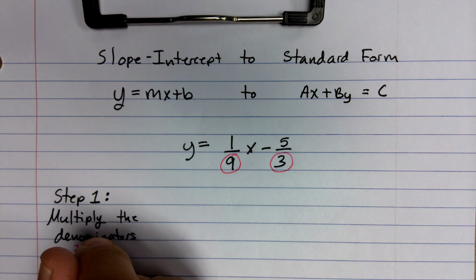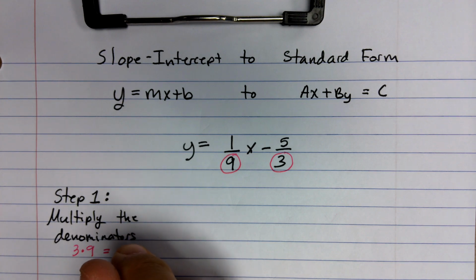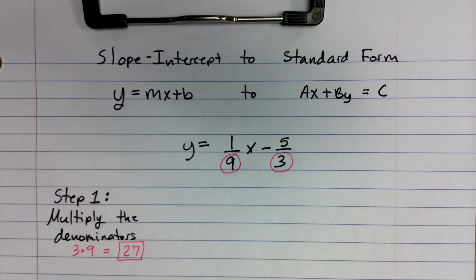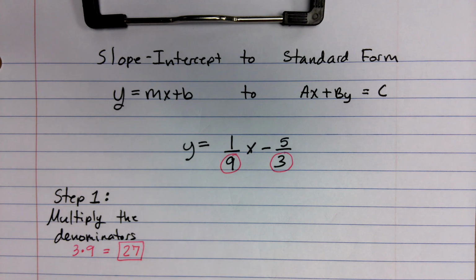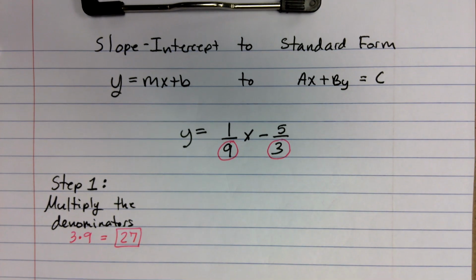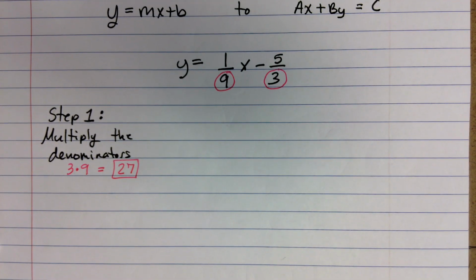We want to find what their product is. So the product of 3 and 9, if we multiply them, is going to be 27. We're going to use this number in step 2. But step 1 is we just simply look at our denominators and we multiply them out. So I'm going to move this up just a little bit. And let's go ahead and go to step 2 now.